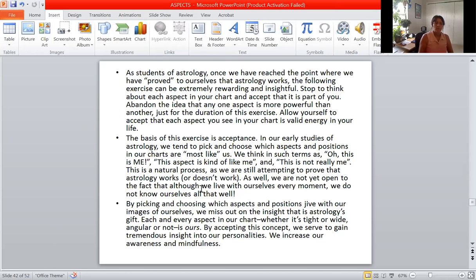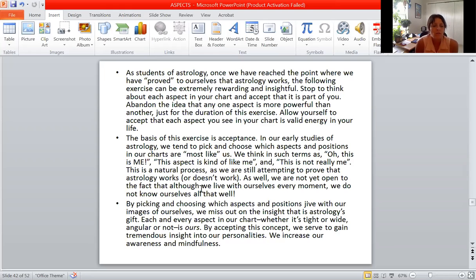All right, as students of astrology, once we have reached the point where we have proved to ourselves that astrology works, the following exercise can be extremely rewarding and insightful. So stop to think about each aspect in your chart and accept it as a part of you. Abandon the idea that any one aspect is more powerful than another. Just for the duration of this exercise, allow yourself to accept that each aspect you see in your chart is valid energy in your life. The basis of this exercise is acceptance.